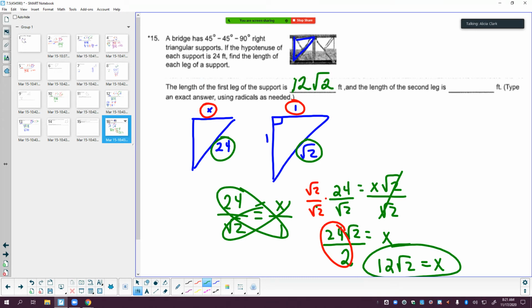Now it says the length of the first leg is, and the length of the second leg is. Well, they're the same. In a 45, 45, 90, the legs are the same, so they should both be the same answer. And that's all we have for the notes. Are there any questions as of right now?